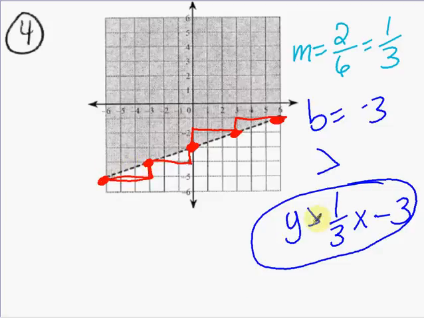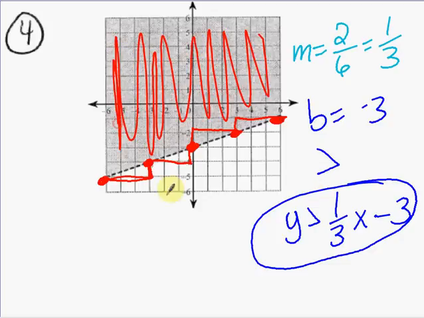If I look at my symbol, greater than, it's telling me shade up there, dotted line. It's perfect. It matches the inequality and the graph that I have there. So I'm good to go.